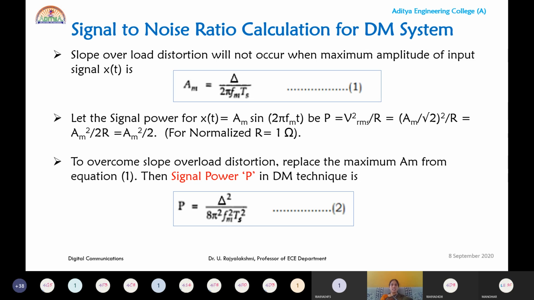Okay, so what is the condition to avoid slope overload distortion? Am should be less than or equal to delta by 2 pi fm into Ts. Now, what is the maximum amplitude of the input signal so that distortion will not arise? Am is equal to delta by 2 pi fm into Ts. Please take that equation as 1.